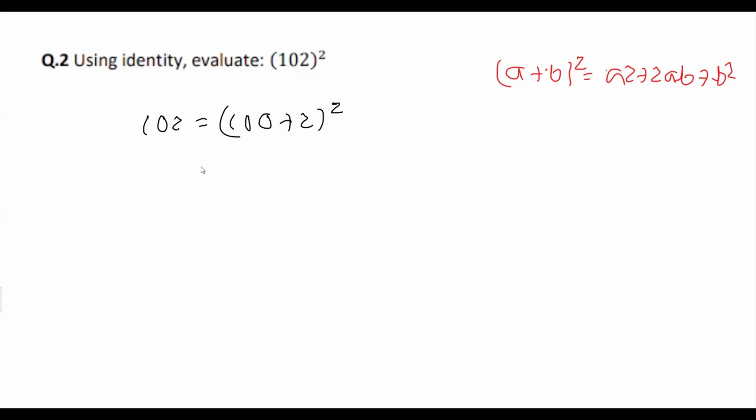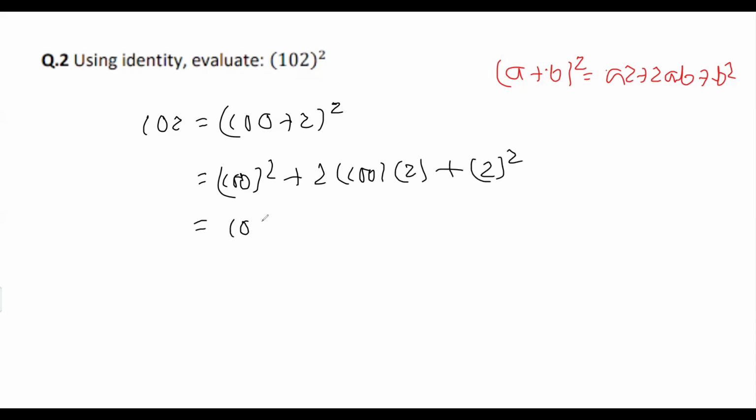So we can write this as a square, that means 100 square, plus 2 times a, which is 100, multiplied by b, which is 2, plus b square, that is 2 square. So 100 square is what? As you know, once finding the square, the number of zeros becomes double. So 2 zeros become 4 zeros. Now 2 into 2 is 4, multiplied by 100 is 400, plus 2 square, which is 4. Now if I add it, it's going to be 10,404.